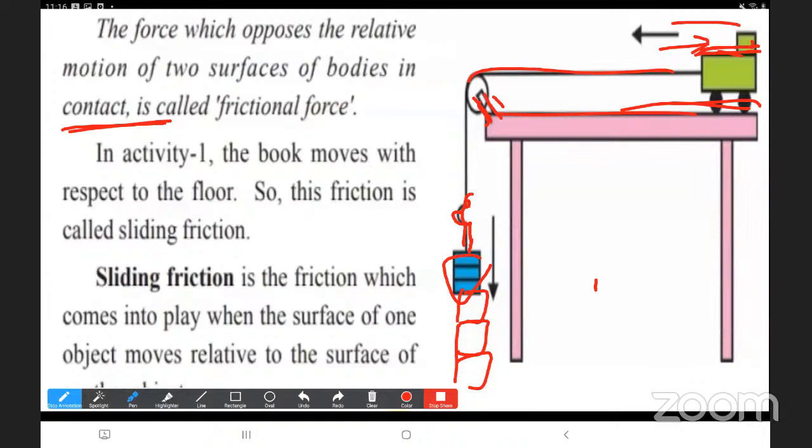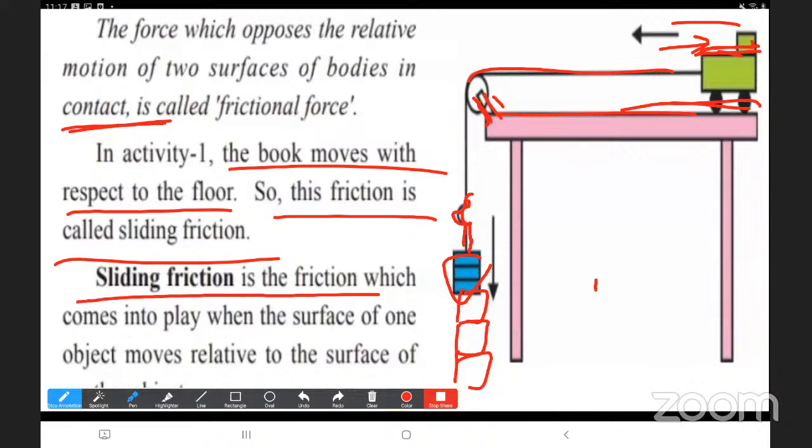So in activity 1 we learned the book moves with respect to the floor. So that friction we call sliding friction. So sliding friction is the friction which comes into play when the surface of one object moves relative to the surface of another object.